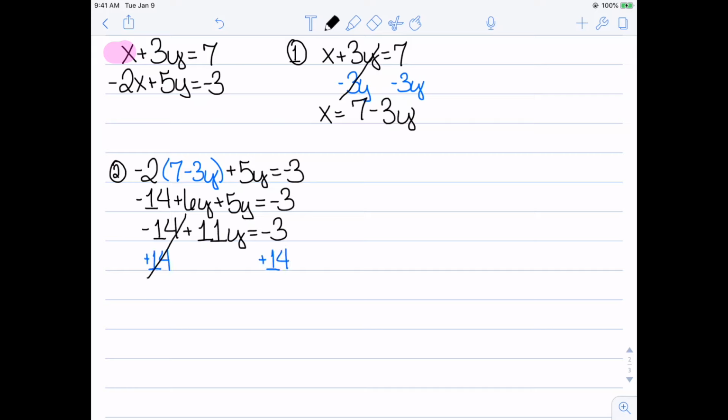I then add 14 to both sides. That leaves me with 11y is equal to 11. I then divide both sides by 11, which gives me y is equal to 1. So I have my first variable.